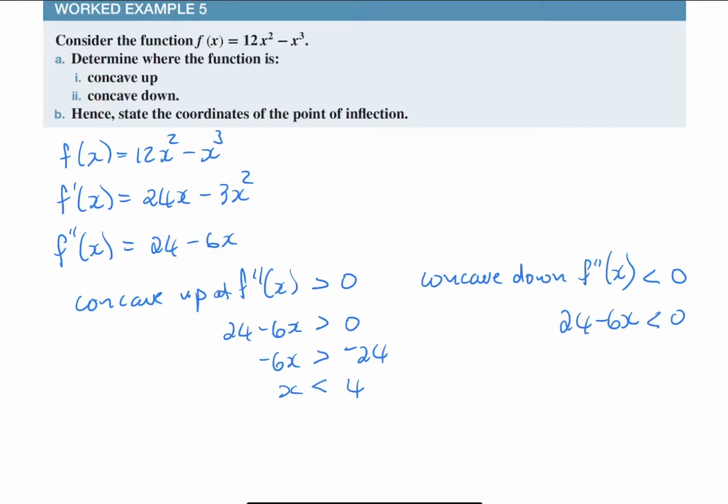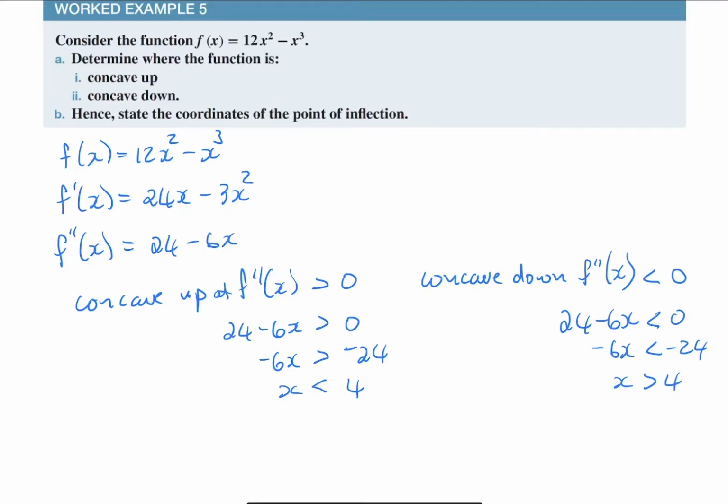And we do the same thing. 24 goes over, it is minus 6x less than negative 24. Divide by negative 6 on both sides. Sign changes. That is where x is greater than 4. Okay, the last part of the question is, hence state the coordinates of the point of inflection.